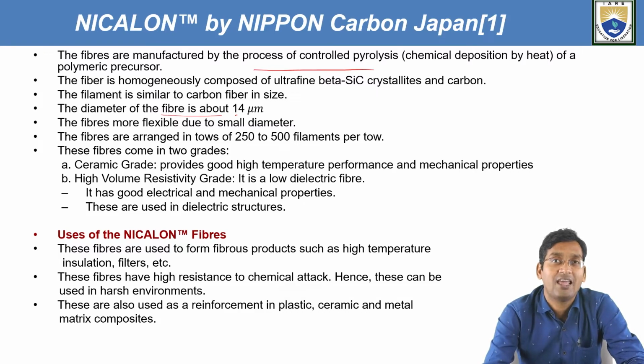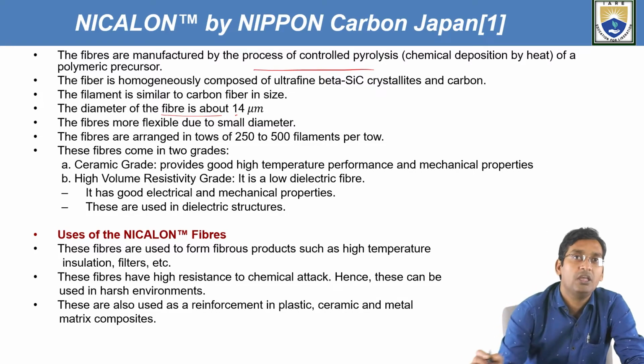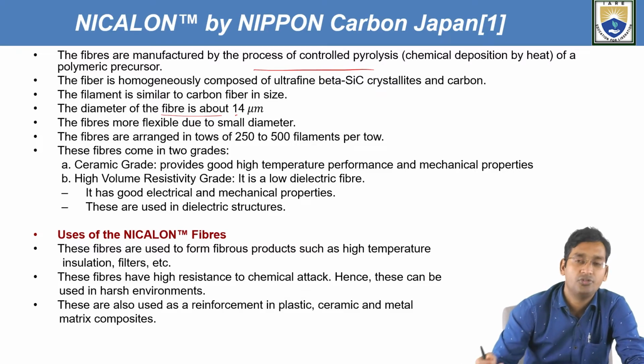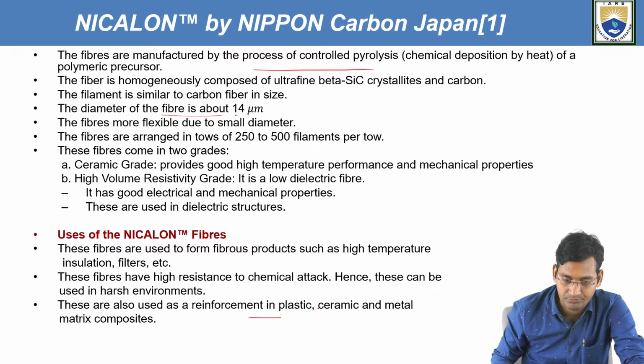Now, uses of Nicalon trademark fiber. These fibers are used to form fibrous products such as high temperature insulation, filters, etc. These fibers have high resistance to chemical attack, hence they can be used in harsh environments. So even if the resistance is high, they are not attacking chemically, they are not reacting chemically. So even in harsh environments these can be used. These are also used as reinforcement in plastic, ceramic, and metal matrix composites. So this can be used in plastics, ceramics, and all.